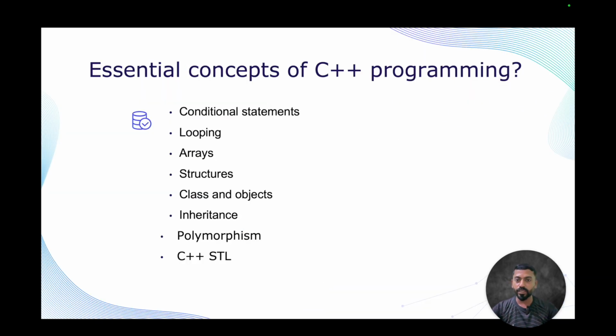The essential concepts of C++ programming are conditional statements, looping statements, arrays, structures, then classes and objects, and so many object-oriented concepts: inheritance, polymorphism, encapsulation, abstraction, all the things are there. So we are going to study them one by one. And finally we have STL, template concepts, and standard template libraries to enhance the concepts of algorithms like data structures and algorithms.